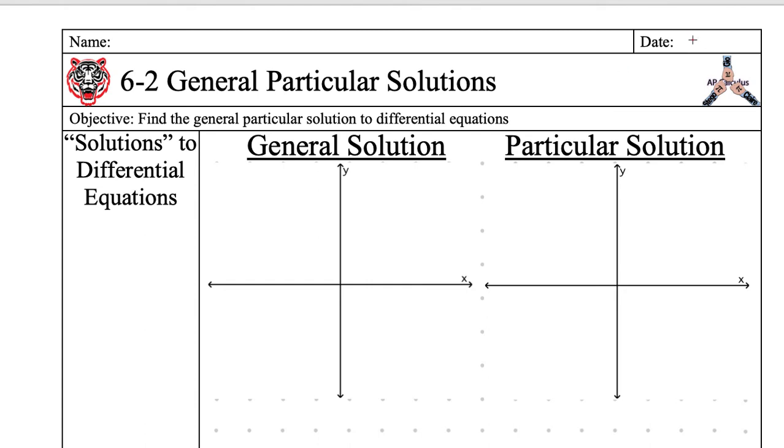All right, so today is Wednesday, December 11th, 2019. We're on the second of the three lessons that we have today, general particular solution. General because we're not going to find step 4. There are 4 steps to going backwards.